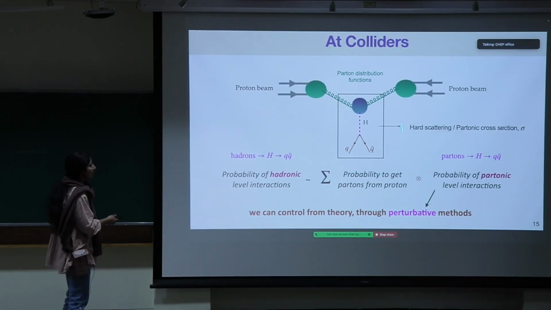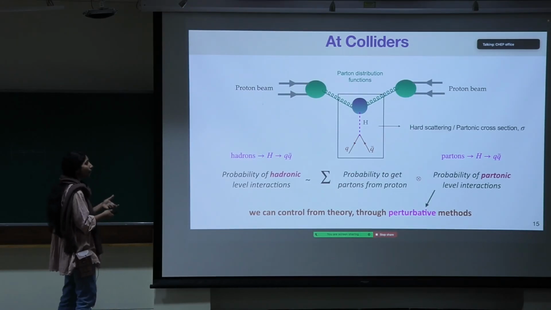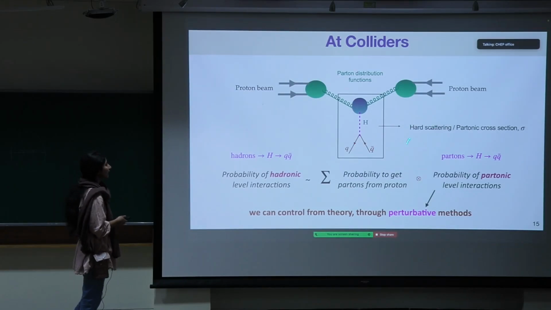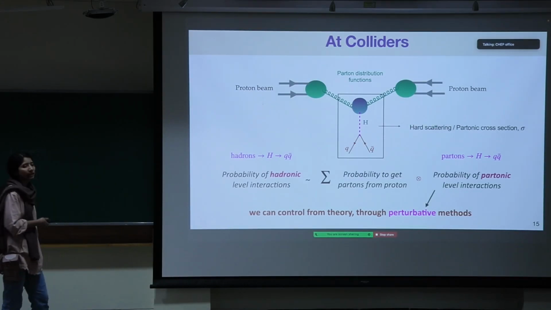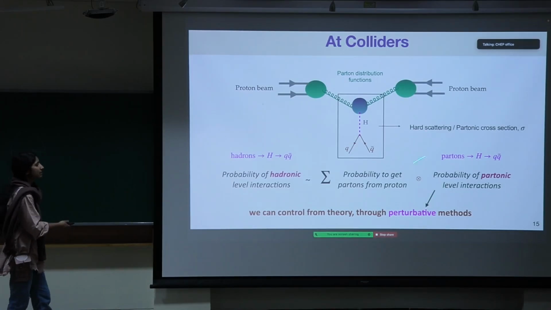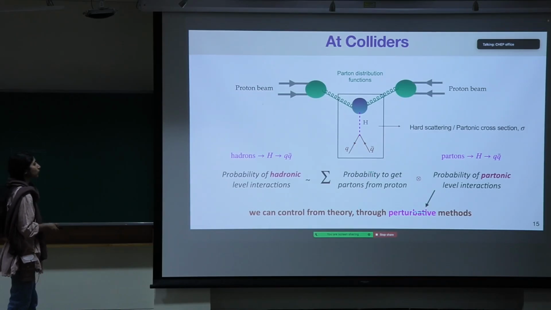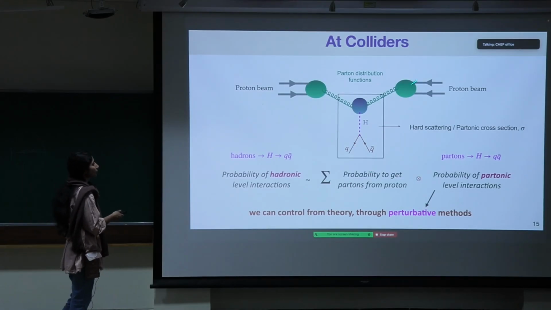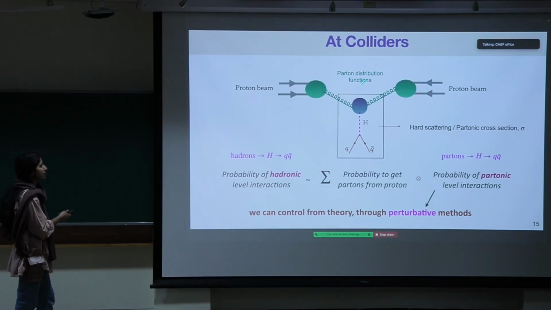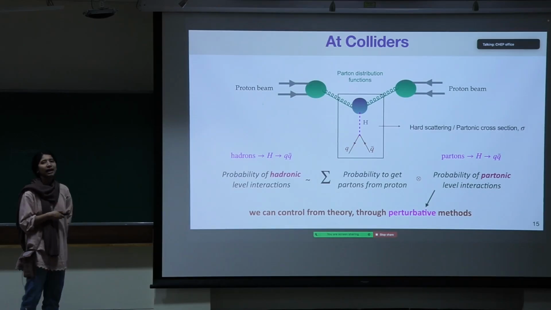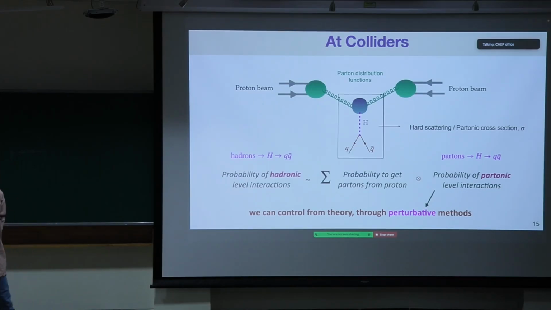So what we are interested in is called hard scattering, that is the partonic level cross section where we can measure the probability of such kind of events, and from the theory we can really compute this partonic cross section using perturbative methods. So what we are interested in is computing this partonic cross section from theory methods, and then we can also incorporate the PDF, that is the parton distribution function, which is basically the probability of such a parton to come from the proton. Together with that, we can get the hadronic level cross section that we can really experimentally match.